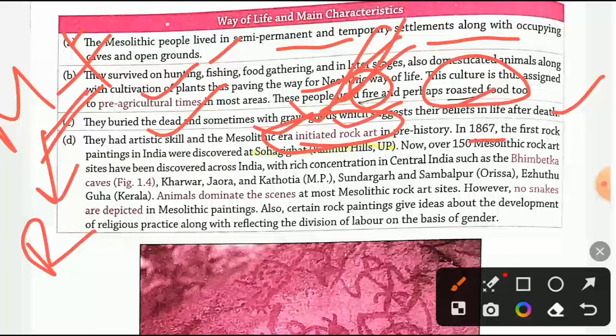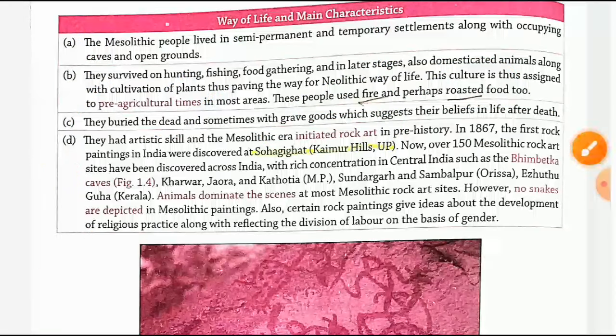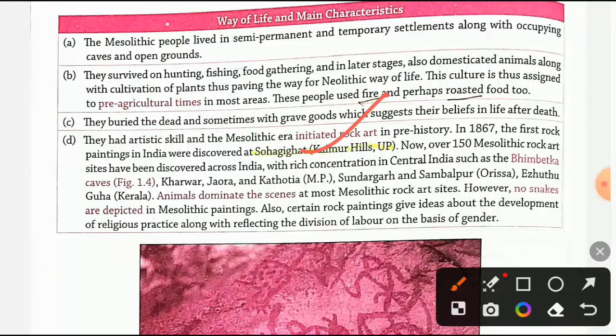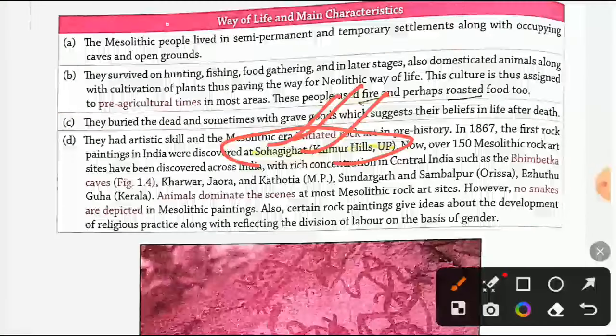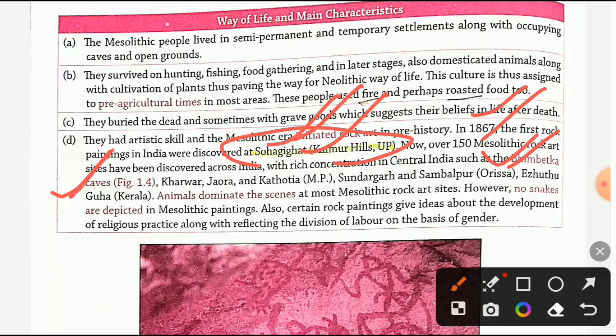In 1867 the first rock art painting was discovered in Sohagighat, that is in the Kaimur Hills, UP. This is important. So the first rock paintings were found here in 1867. Now over 150 Mesolithic rock art sites have been found in central India, such as the Bhimbetka caves, Sambalpur, Sundargarh and others.